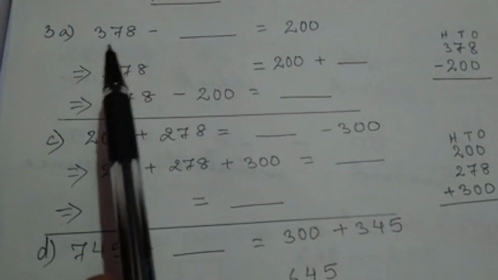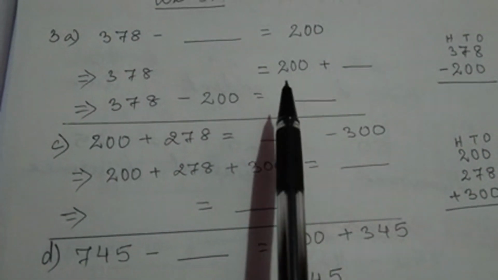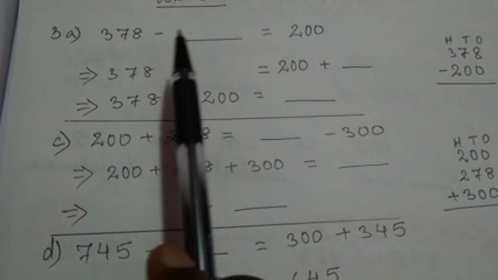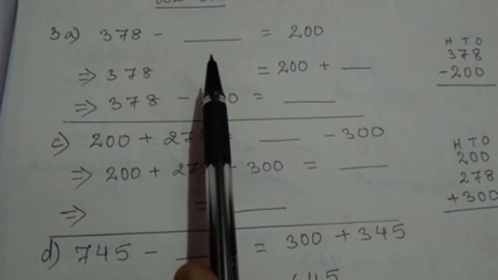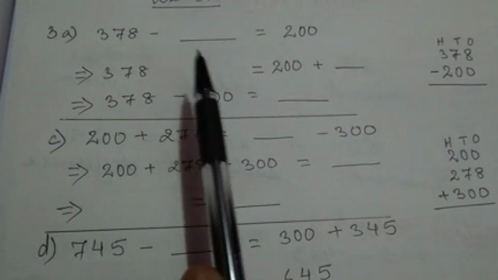Okay, so 378 I have copied here. This equal to I have copied here. 200 I have copied here. Only this empty space, this blank space I have put this side, because we don't know what it is and how we will solve it.